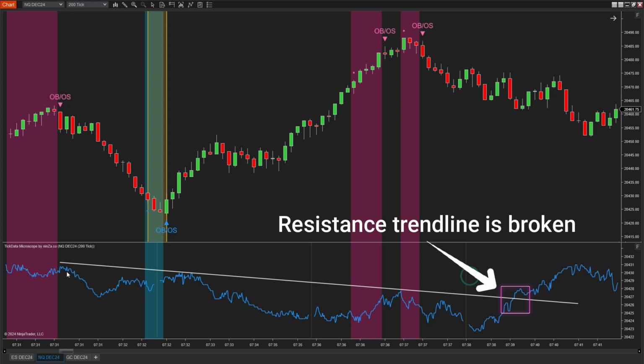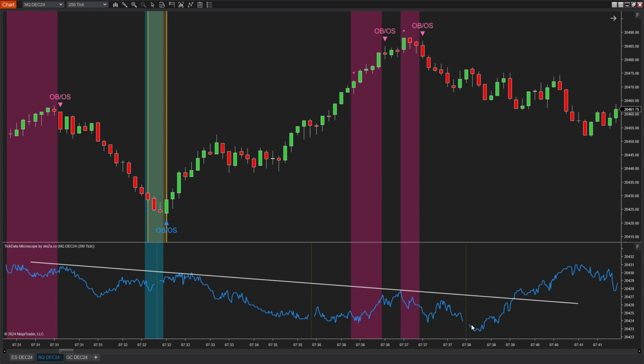What makes this scenario even more significant is the development of an accumulation zone prior to the breakout. This accumulation phase suggests that traders are building positions and waiting for the right moment to push the price higher. After this period of consolidation, the price ultimately breaks through the resistance trend line, signaling a strong commitment from buyers.